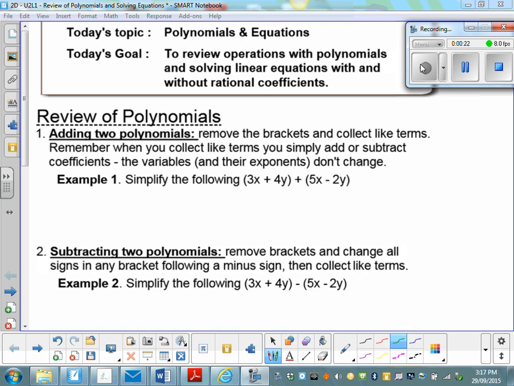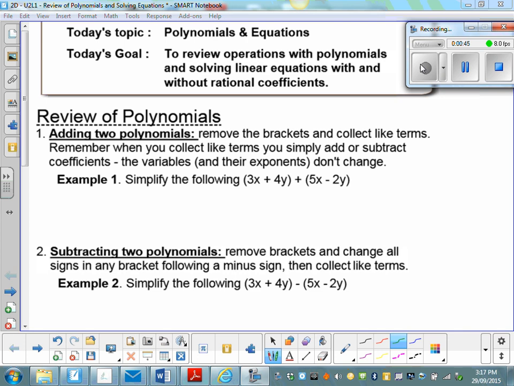announcement. Today we're looking at polynomials and equations, so we're going to be reviewing some of the operations with polynomials and solving linear equations. So this is stuff that you guys have seen before in grade 9, but we're going to be reviewing this as a lead into Unit 2. So first thing we're going to take a look at is adding two polynomials together.